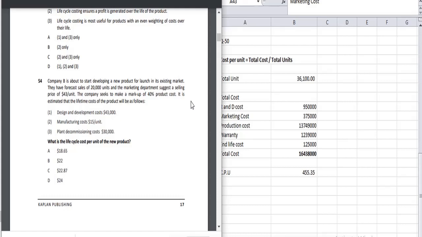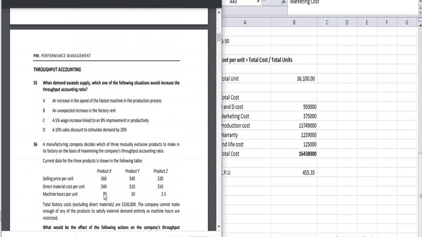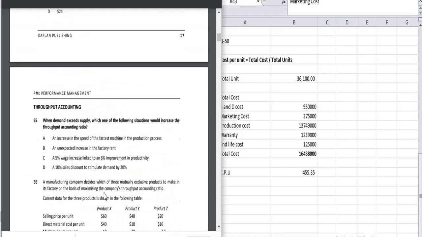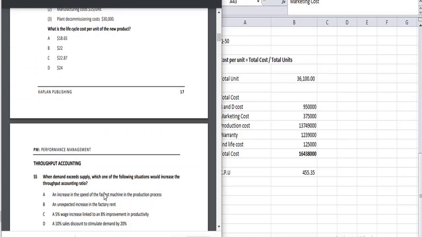So what you have to do is आपको सारे cost add करना होगा. The first is the design and development cost, and manufacturing cost per unit है, और जो unit sales हुआ है we assume कि उतना unit हम लोग ने produce किया था, उसको multiply कर देंगे unit से, यहाँ पे manufacturing cost आ जाएगा. उसके बाद plant decommissioning cost, ये भी add करने के बाद we will get total cost and divide it by the total units, you will get your answer, ठीक है. So ok, next video में we will do throughput accounting questions. So तब तक के लिए stay tuned with my channel.